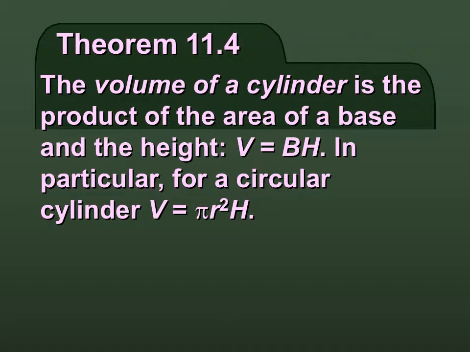In this lesson, we're going to be specifically talking not only about cylinders, but circular cylinders. Remember that big B means the area of your base. If you have a circular cylinder, that means your base is a circle. So the area of a circle is pi r squared, and the formula for the volume of a circular cylinder is pi r squared times h. That is the formula we will be using in this lesson.